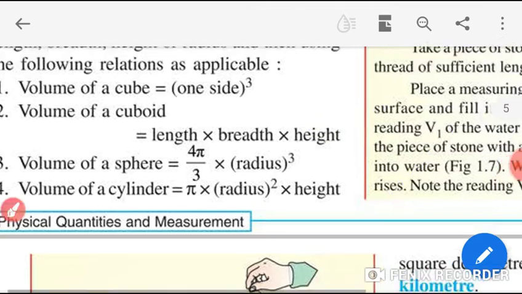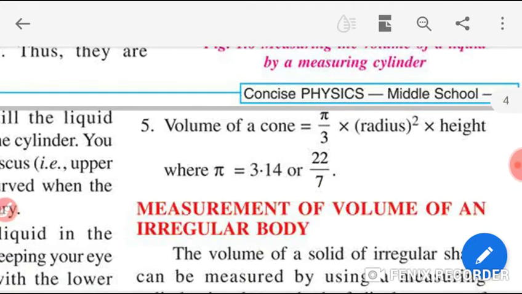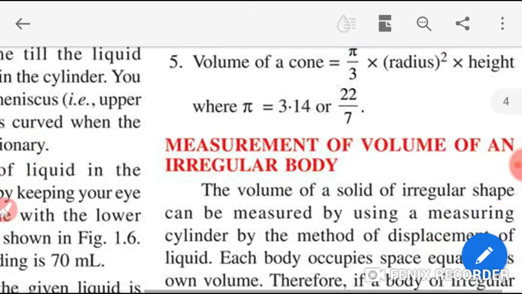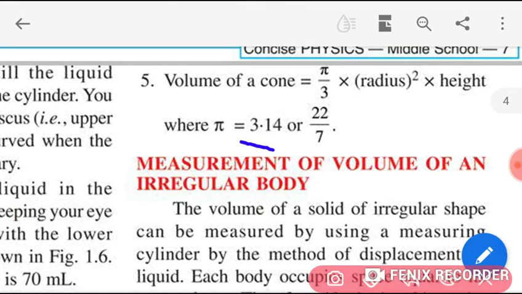Now students, for measuring the volume of a cone, we can use the formula pi upon 3 multiply by radius square multiply by height, or pi upon 3 into r square into height. Here you listen students, what is pi here? For pi we are using the value 3.14 or we are using it as 22 by 7.